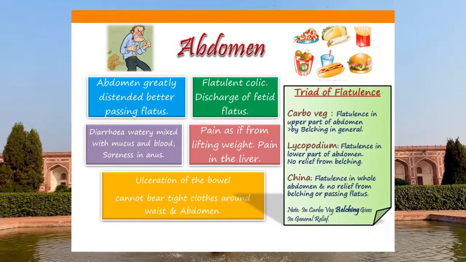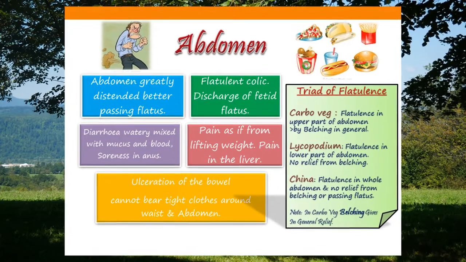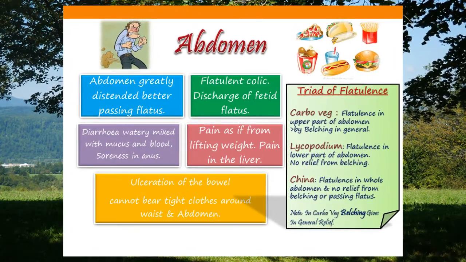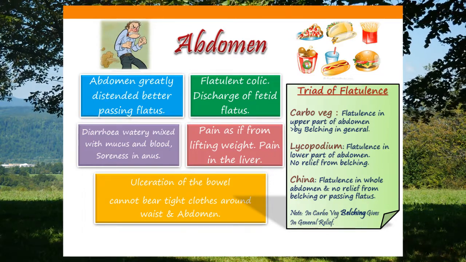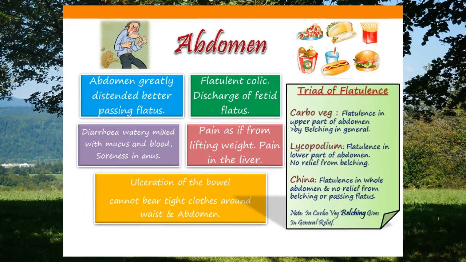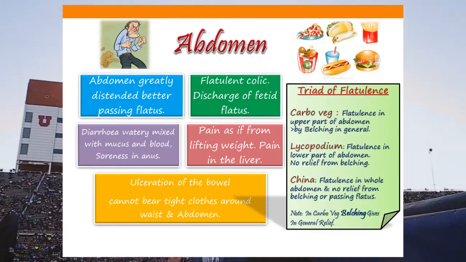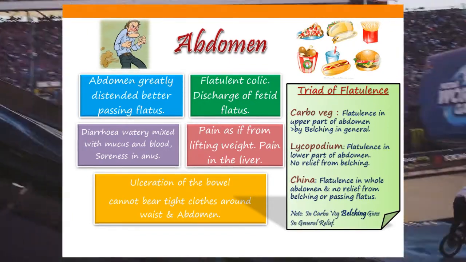Flatulence in the upper part of the abdomen that will ameliorate by belching; in general all symptoms of carbo vegetabilis will ameliorate by belching. Lycopodium has flatulence in the lower part of the abdomen, and there will be no relief from belching. And China has flatulence in the whole abdomen and also no relief from belching. So only carbo vegetabilis has the amelioration from belching.